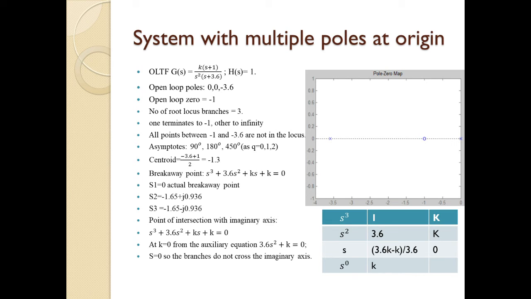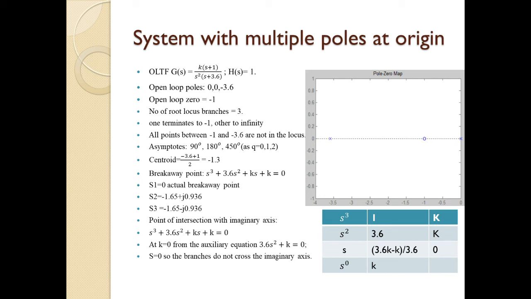So s equal to 0 is the actual breakaway point. From the origin, or s1 equal to 0, the breakaway point occurs. That means from the two poles the locuses are coming to the breakaway point at 0, and then they will go to infinity. Next we need to find the point of intersection with the imaginary axis.